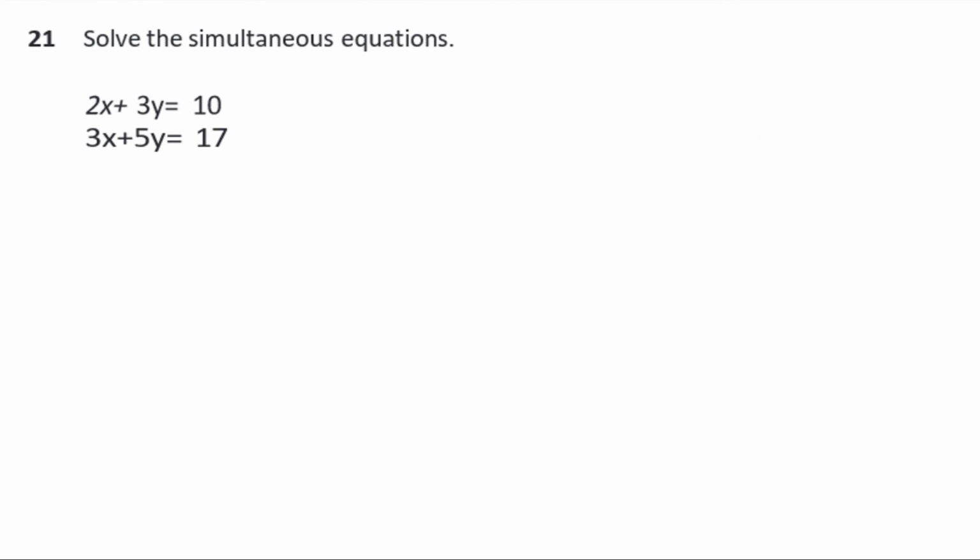Question 21, solve the simultaneous equations 2x plus 3y is 10 and 3x plus 5y is 17. Okay. So we're going to solve these by elimination. We're going to try and get the same number of x's or y's in both equations, and then take one away from the other to leave us just one unknown.